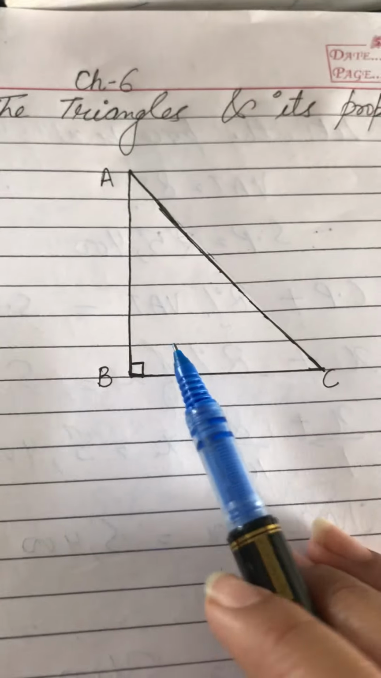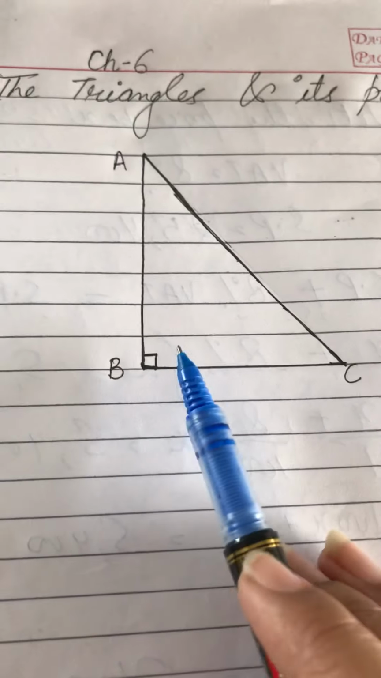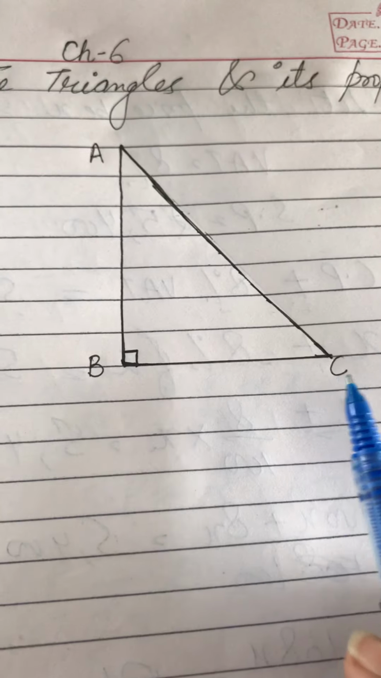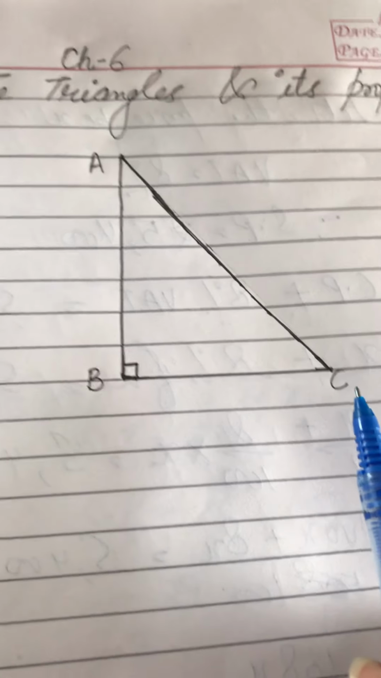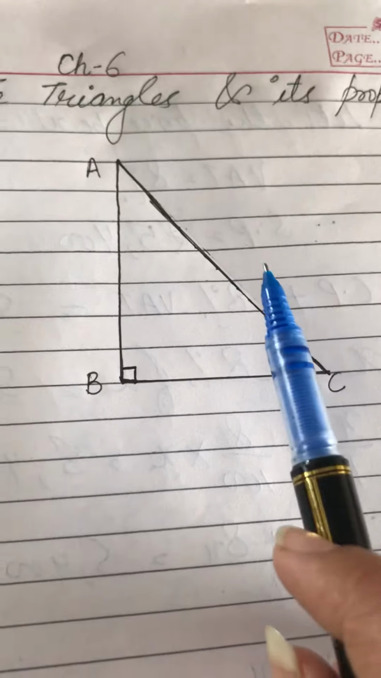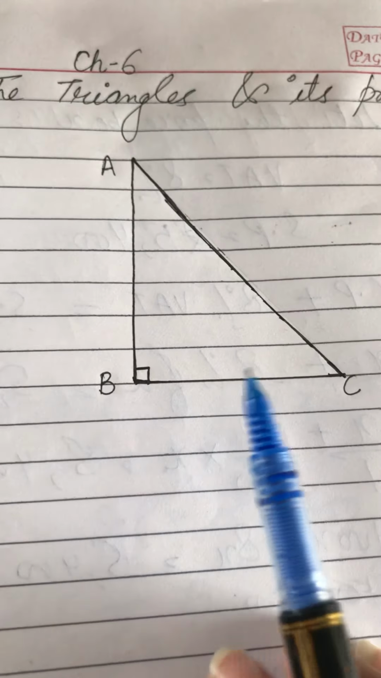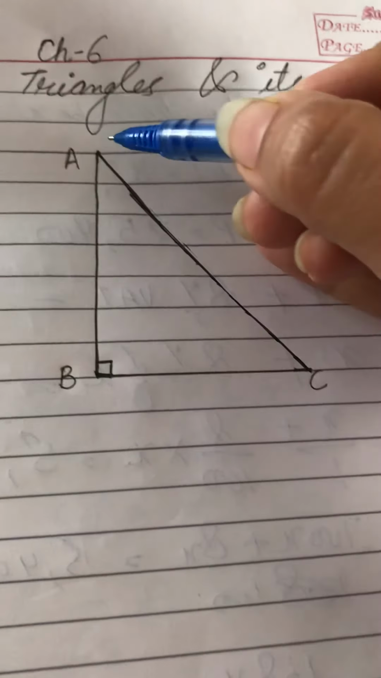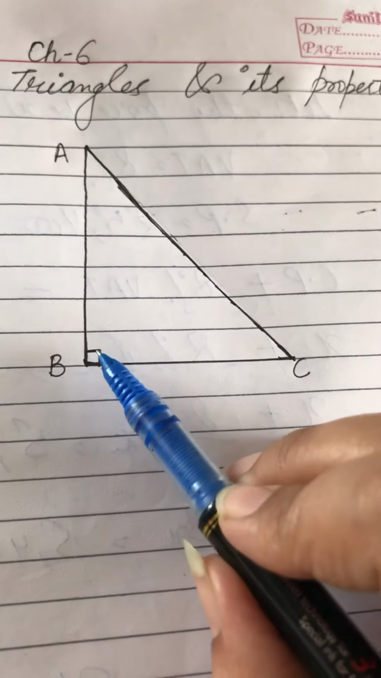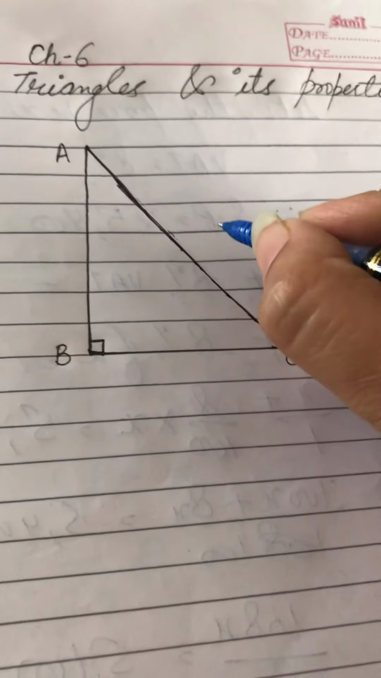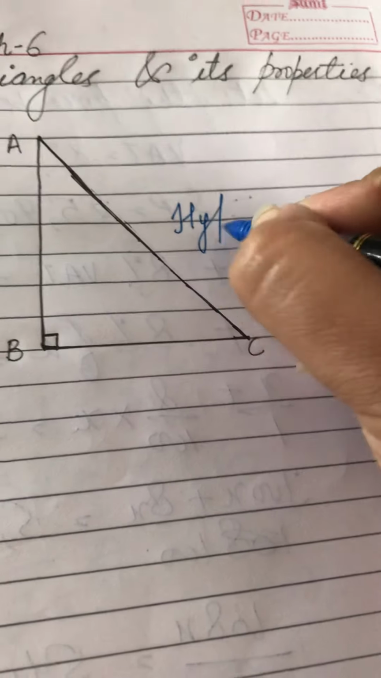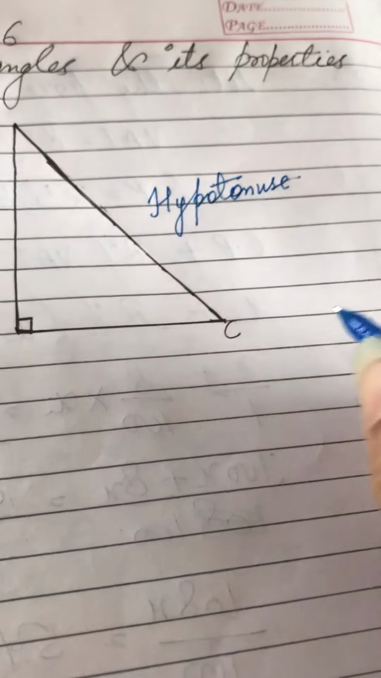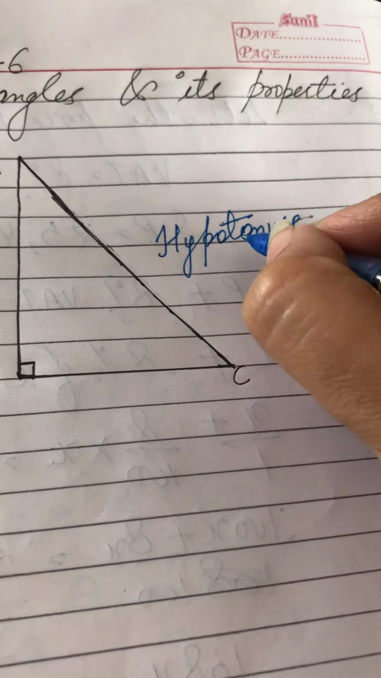You all know what a right angled triangle is. The triangle which has one angle equal to 90 degrees is known as a right angled triangle. Now, the names of its three sides are specifically given. The longest side, opposite to the 90 degree angle, is known as the hypotenuse.